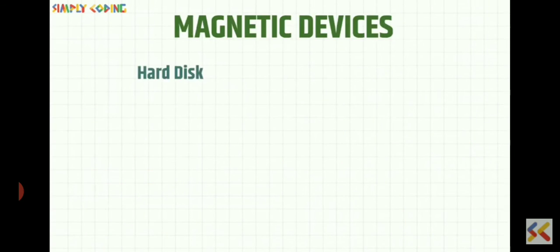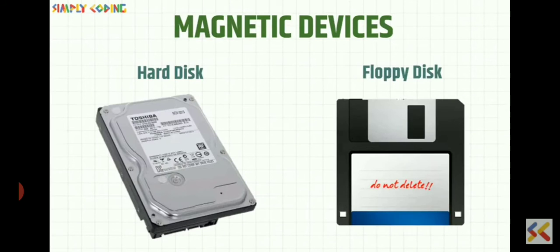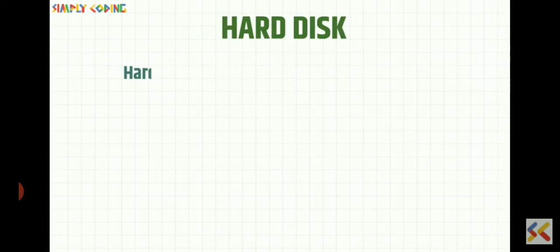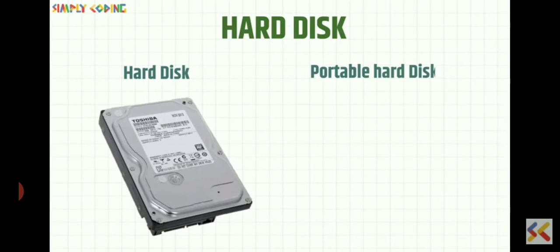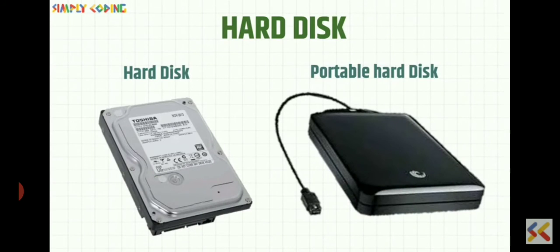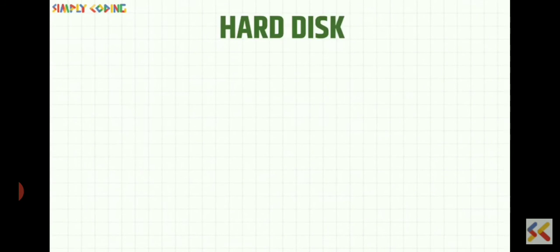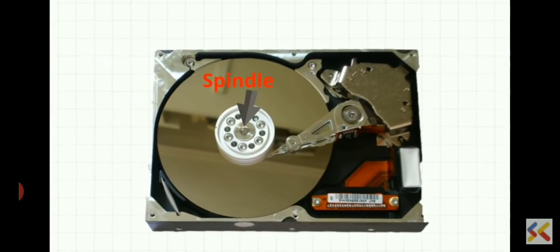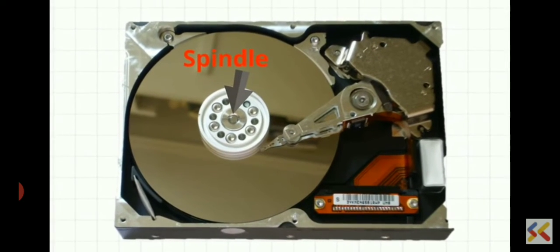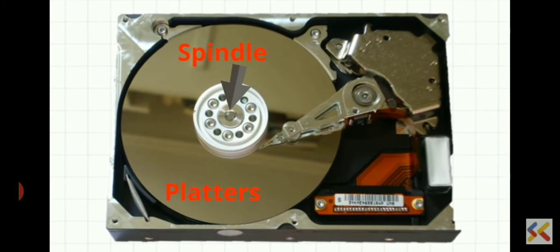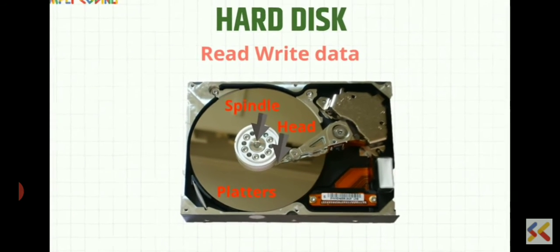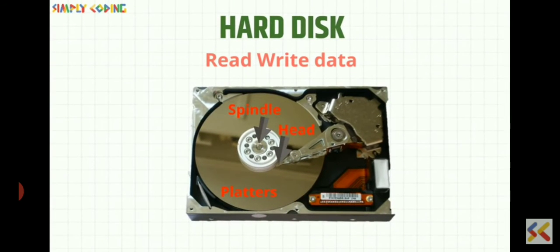Magnetic storage devices include hard disk and floppy disk. Hard disks are typically installed inside the computer, though portable hard disks are also available. Inside a hard disk, there is a spindle which holds one or more rotating disks called platters. These disks are coated with magnetic material. They have a magnetic head which is used to read or write data on the disk.